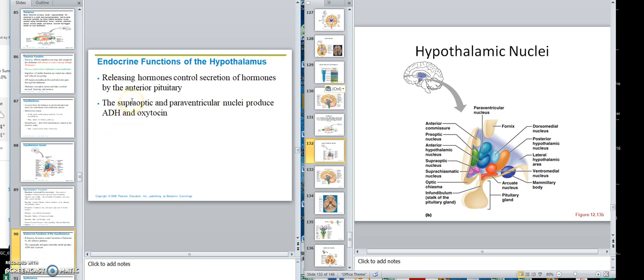Endocrine functions of the hypothalamus: it releases hormones that control secretion from the anterior pituitary. You also have the posterior pituitary nuclei in there. The posterior pituitary has what we call neuroendocrine cells. The cells are neurons, but they secrete hormones. The two hormones are ADH, antidiuretic hormone, and oxytocin, the one that makes the uterus contract in child delivery and everything.